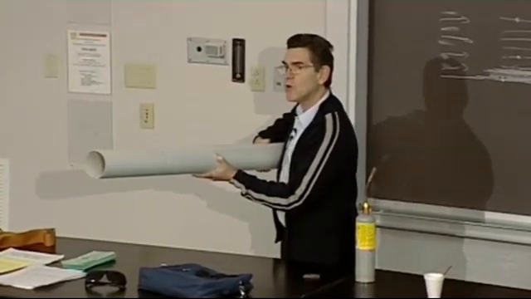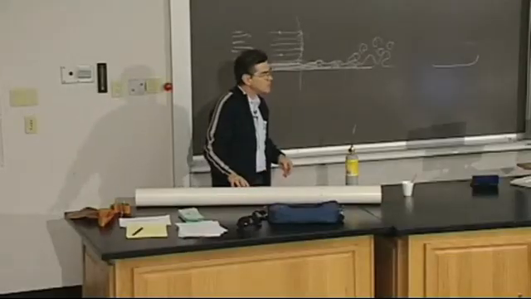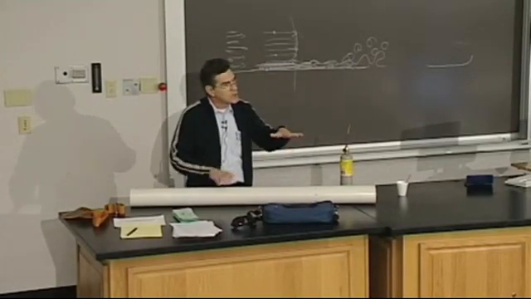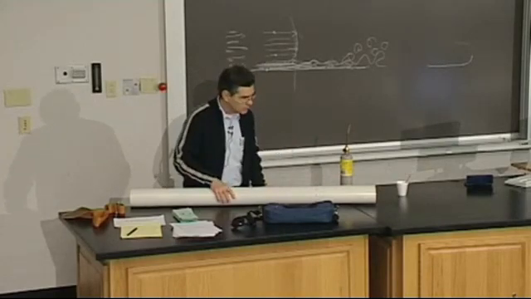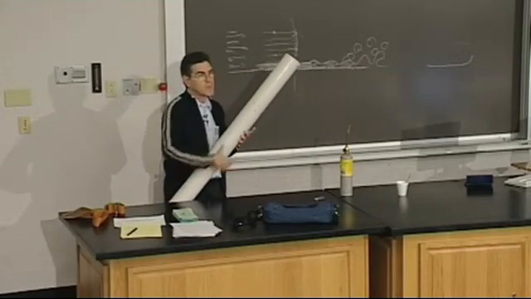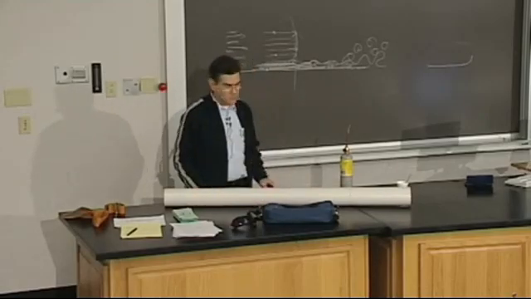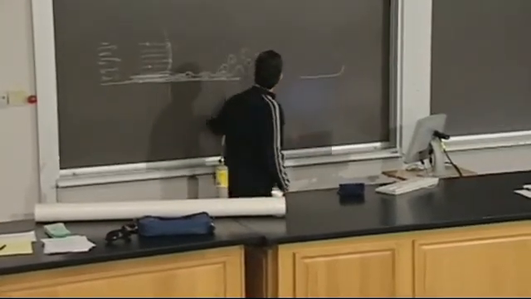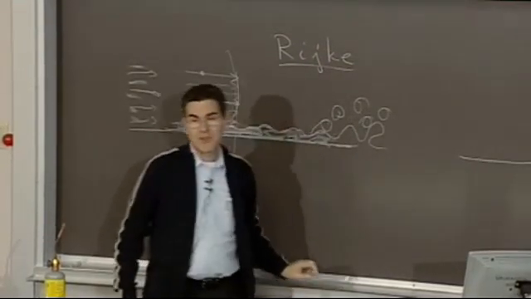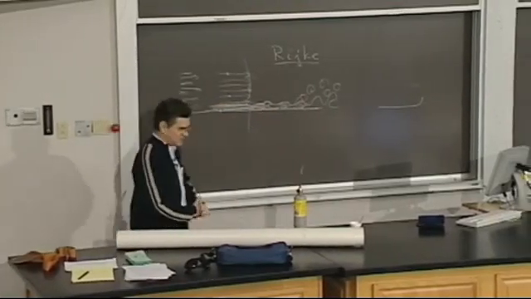All there is is a wire screen, the kind of screen that a chemist puts above a Bunsen burner to spread the heat of the flame. So there's just a wire grid, and it's held in place by these screws over here. The name of this is a Rijke tube.